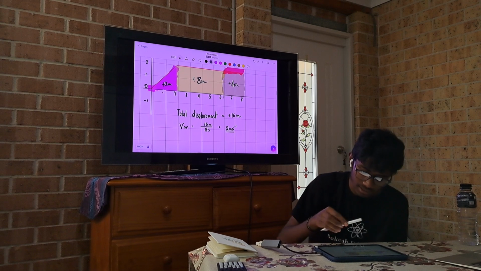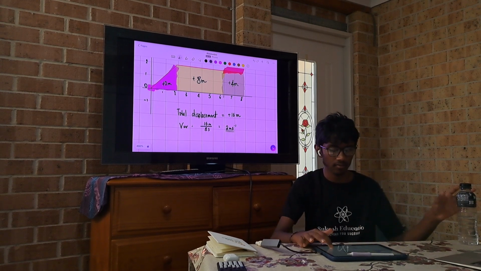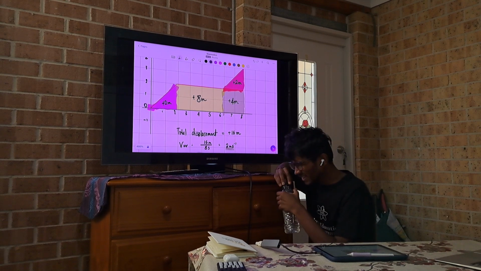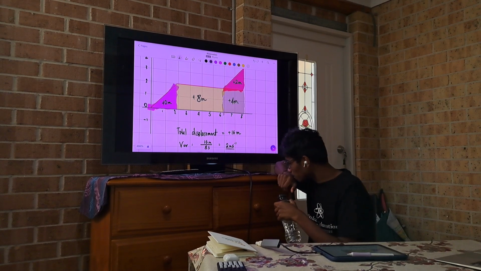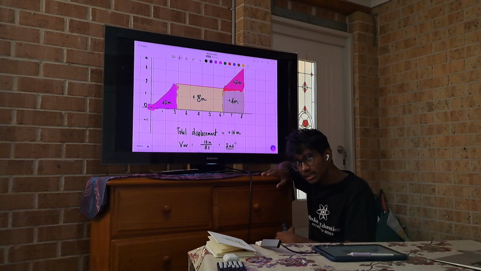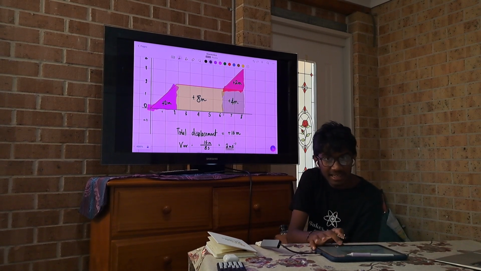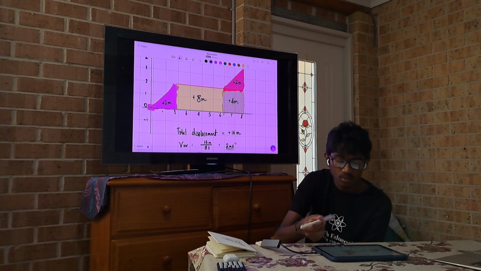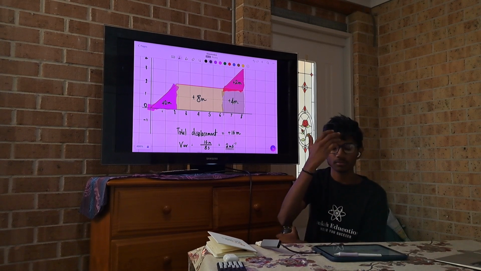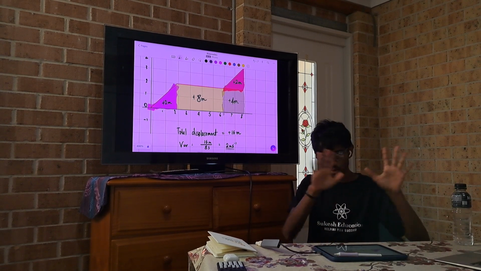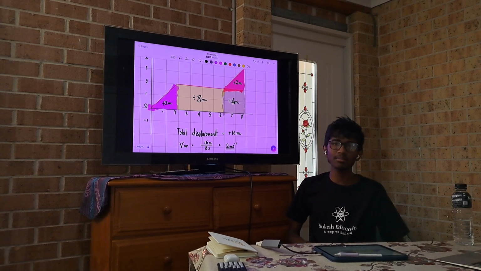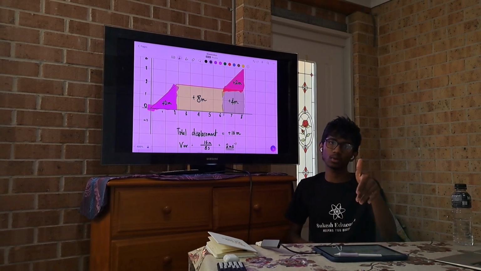And what's the average velocity? Well, the average velocity is the total displacement over the total time. The total time we know here is 8 seconds, right? Total displacement is 16. 16 over 8 is 2 meters per second. That's your average velocity. It can't be instantaneous because we do not know.